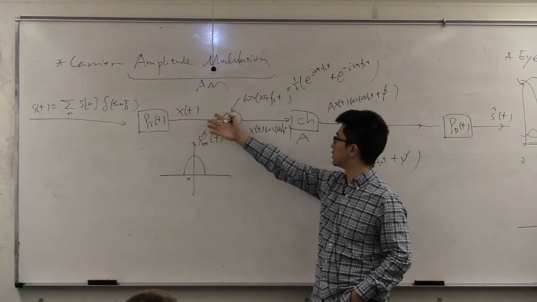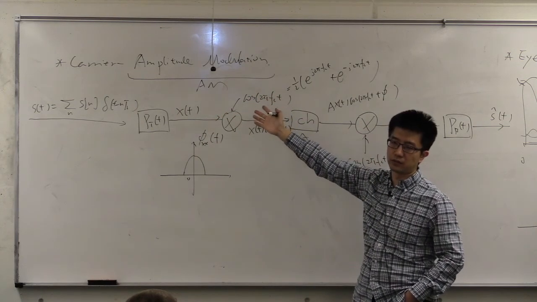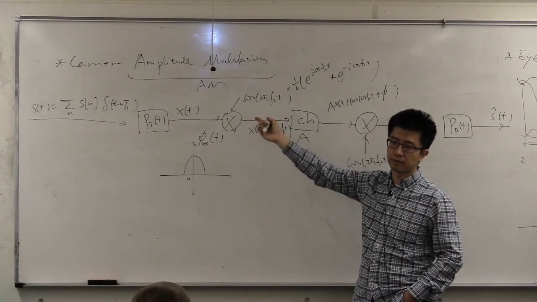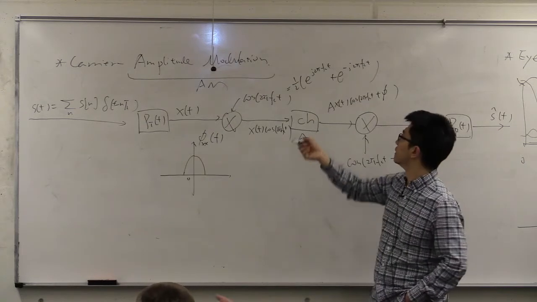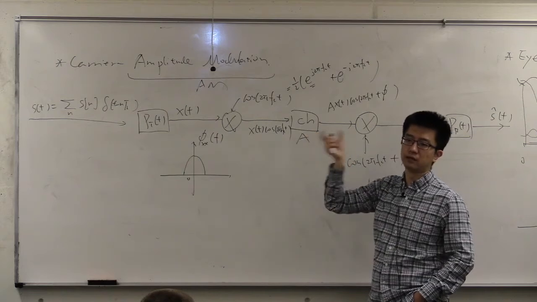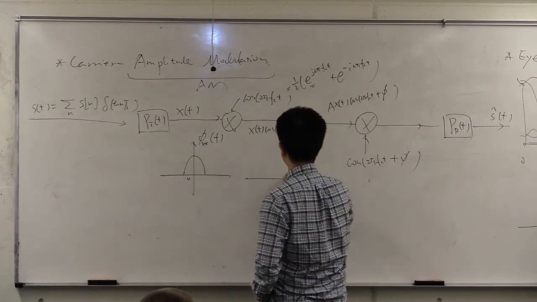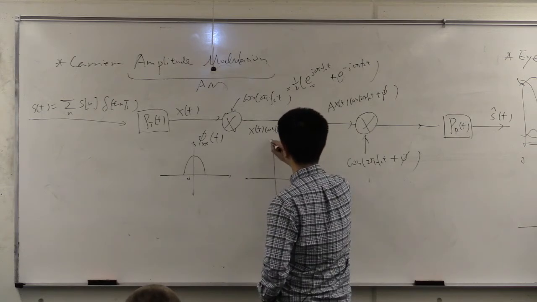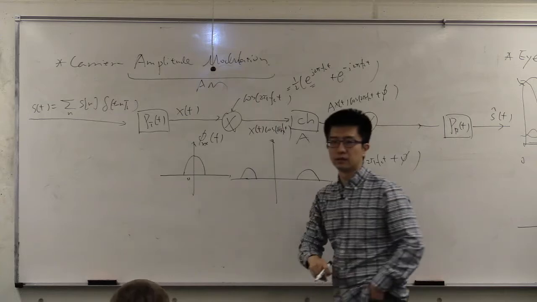So if we multiply by this function, in the frequency domain it means shifted by frequency fc. In the time domain we have a phase shift, in the frequency domain we have a frequency shift. Therefore, after modulation, what we have here is like this.